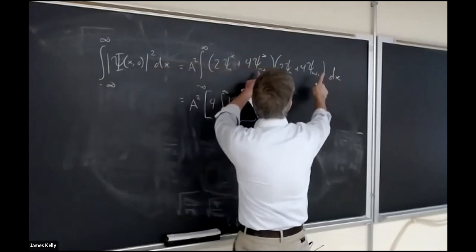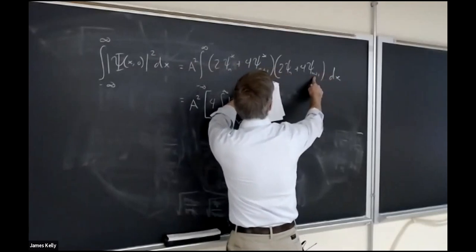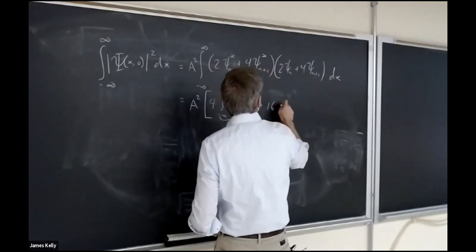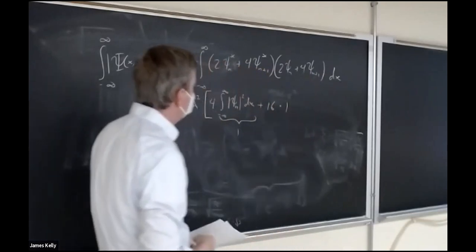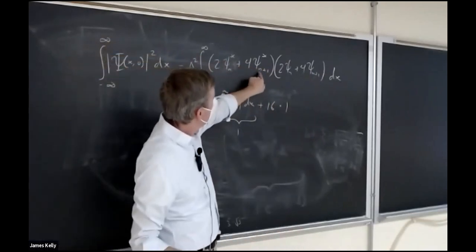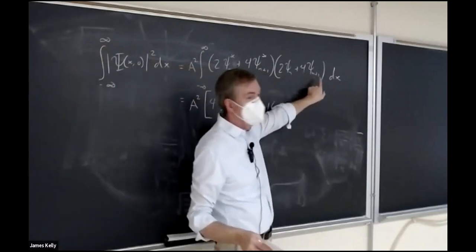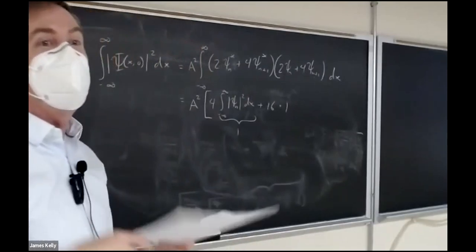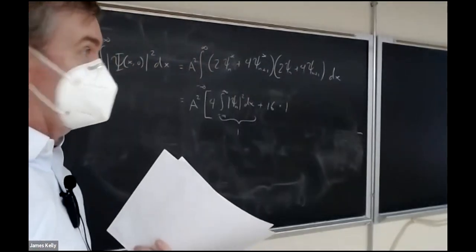Similarly, for the last one, when I do psi n plus 1, I'm going to get 4 times 4 is 16 times another 1, because what will be left after I do the 4 times 4 is psi n plus 1 star, psi n plus 1, magnitude squared, integrated from minus infinity to infinity, and that's 1 because it's already normalized.